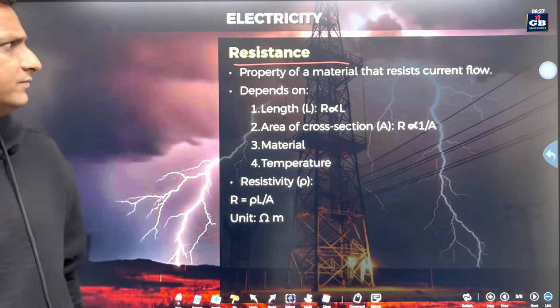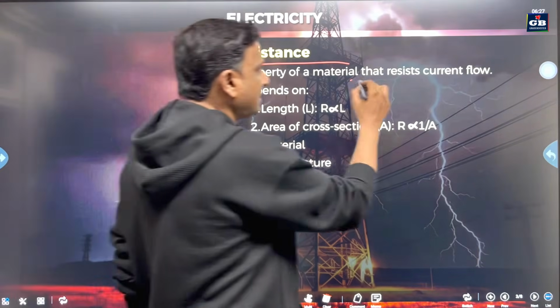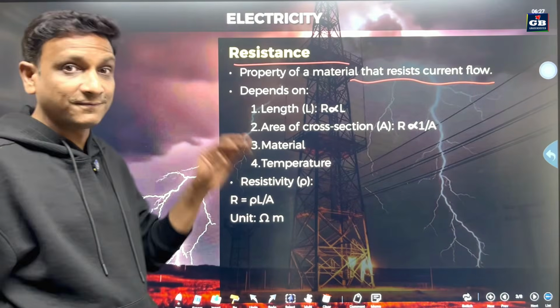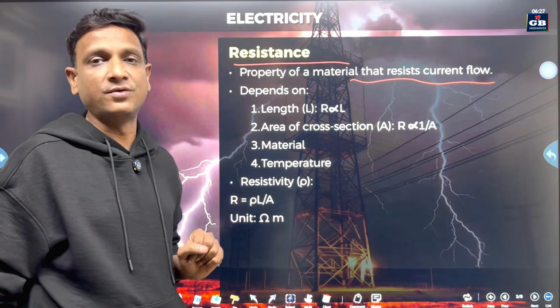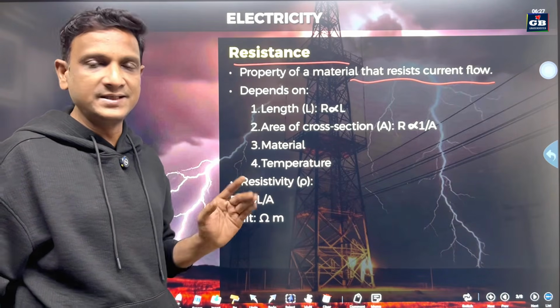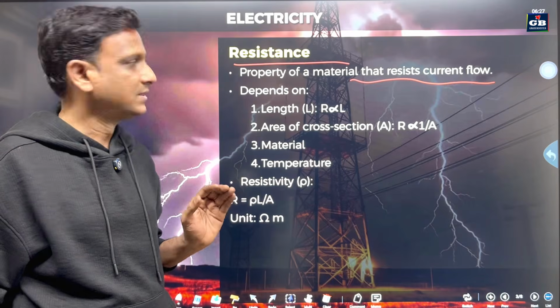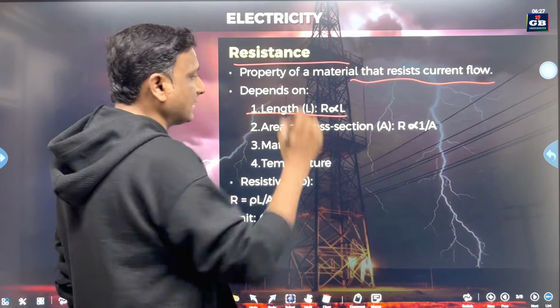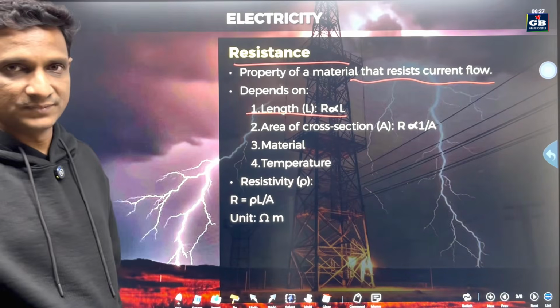It is the property of the material that resists the flow of current. Okay? So, what are the factors that affect the resistance of a material? There are some factors which will increase or decrease the resistance. So, what are the factors? The resistance depends on length. Okay?